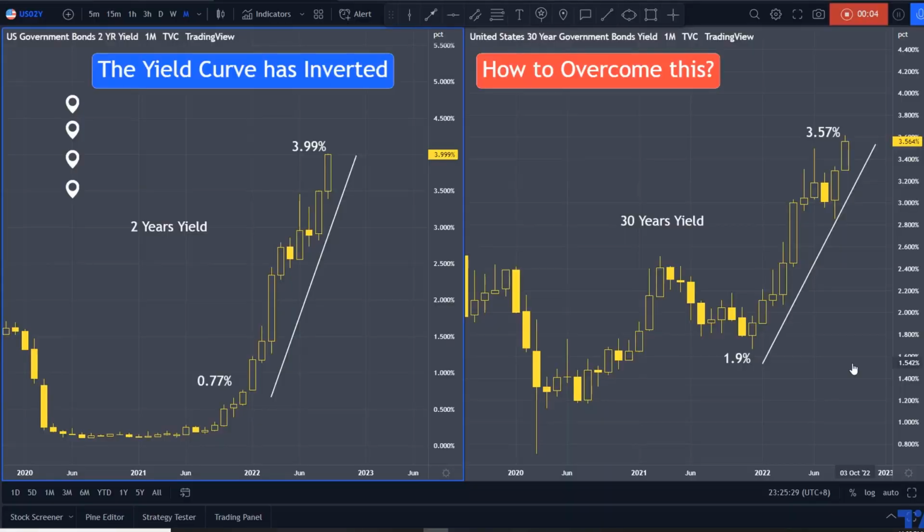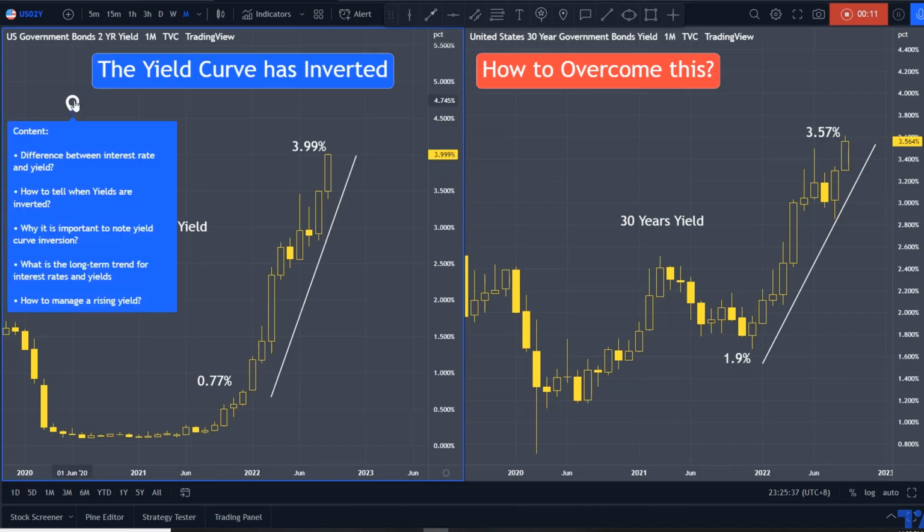The yield curve has inverted, and more importantly, how can we overcome this? And for today's content, I've prepared 5 key points.